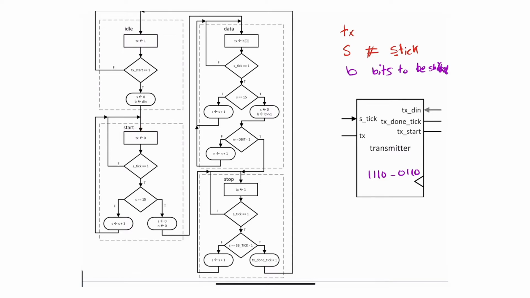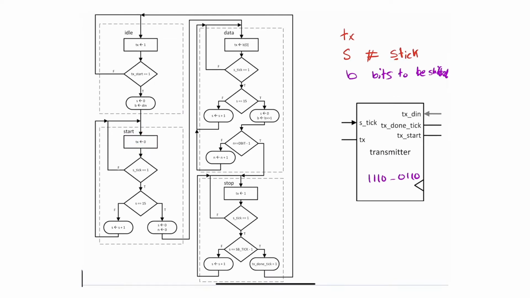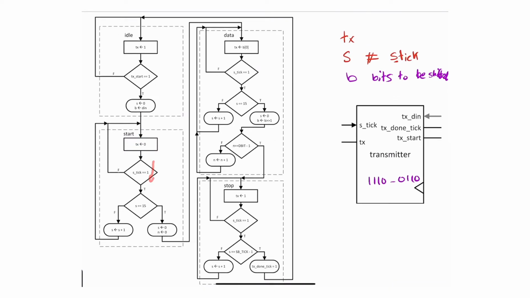Again, remember the start bit is where I keep the value of the line at low for 16 times the bit, the baud rate. So what I'm doing in here is telling you that the transmit line should be kept at 0. And in the next few questions, I'm asking, is S tick equal to 1? If it's not, you do this. If it is true, you're asking yourself, is it 15?